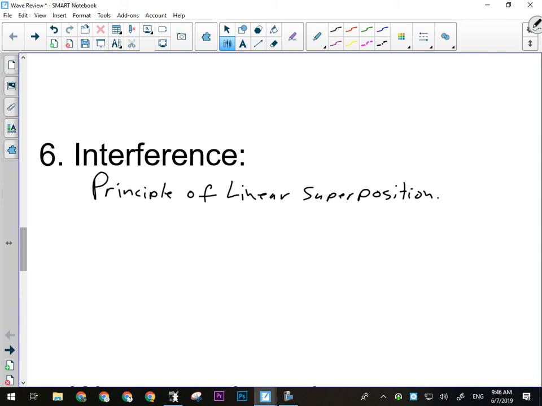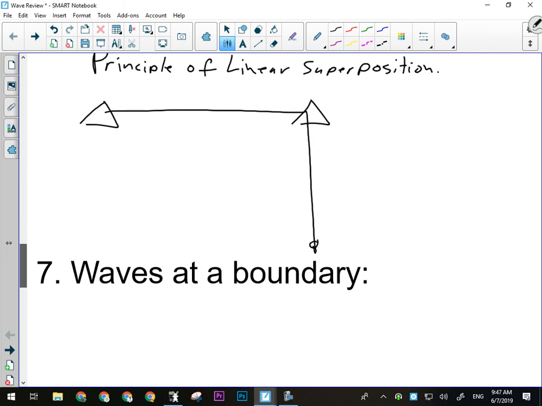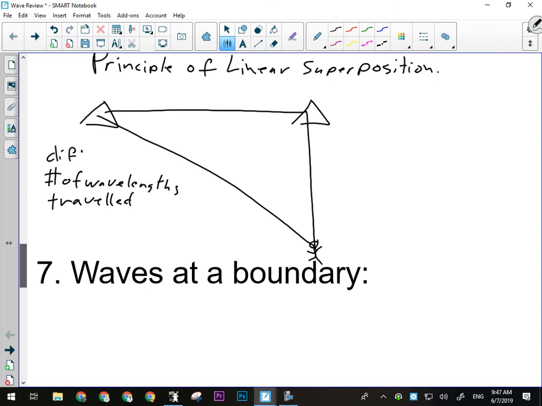The other type of interference question we went over was the two-speaker question. We had to figure out whether the person heard a loud or quiet sound based on where they were standing. Things that affect whether this person hears a loud or quiet sound are the number of wavelengths traveled, actually it's the difference in the number of wavelengths traveled from sources to person.